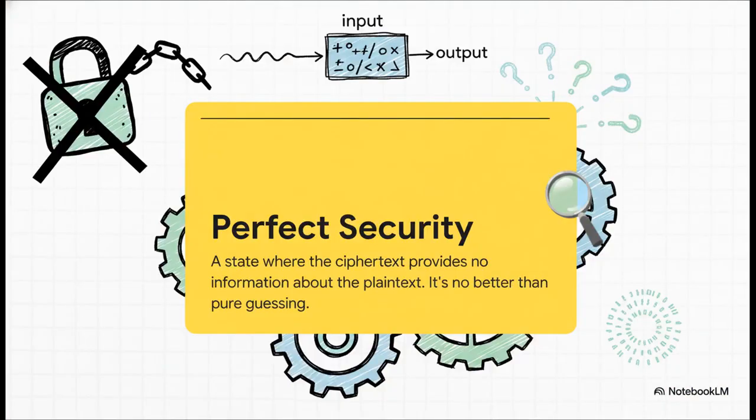And understanding it really helps us see the trade-offs we have to make in the real world. So what does it even mean for something to be unbreakable? Well, it means having perfect security. And that's a formal definition. It means that seeing the encrypted message gives an attacker absolutely no clue, zero information about what the original message was. They're just left with pure guesswork.